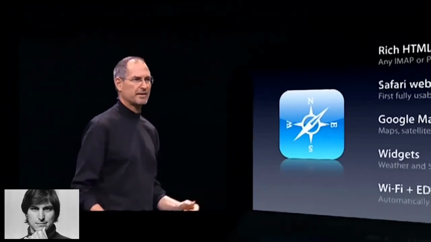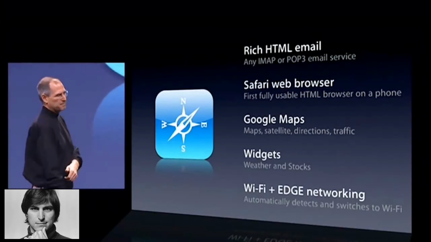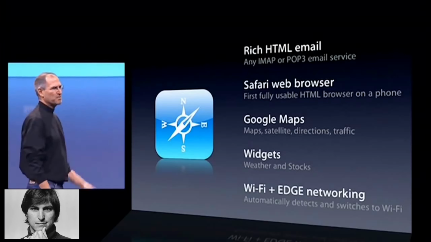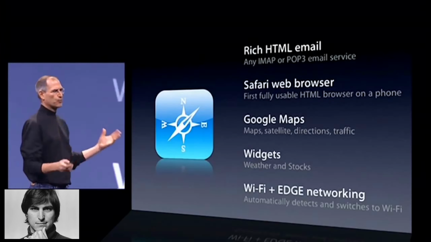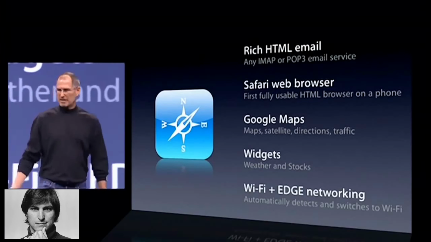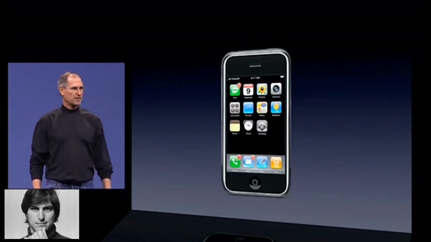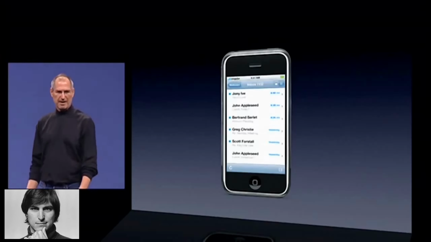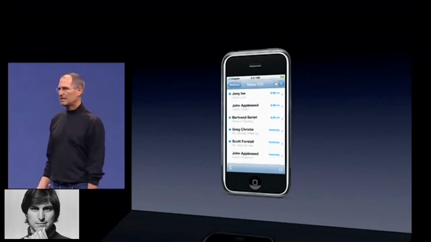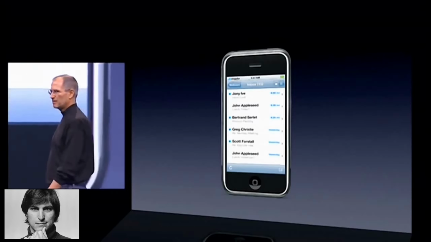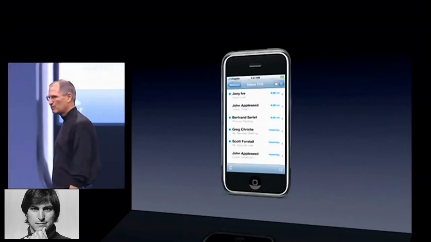So, all these amazing things. This is a breakthrough internet communicator built right into iPhone. The first rich HTML email on a phone, the first real web browser on a phone, best version of Google Maps on the planet, widgets, and all with Edge and Wi-Fi networking. We're very, very happy with this. Again, email, push email, IMAP, free, Yahoo, and almost any other IMAP and POP mail service you want to hook up to.